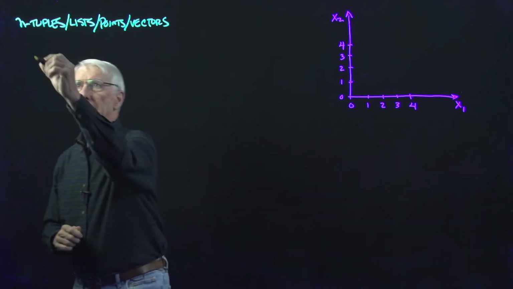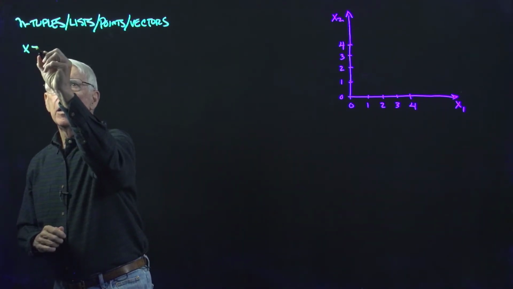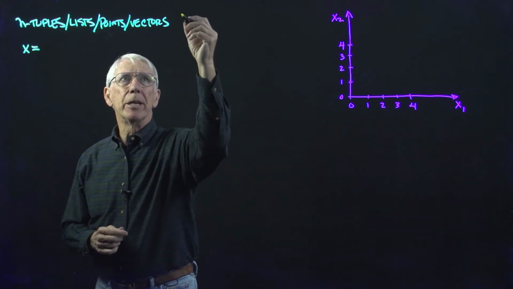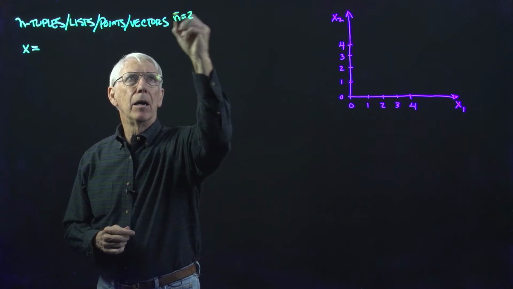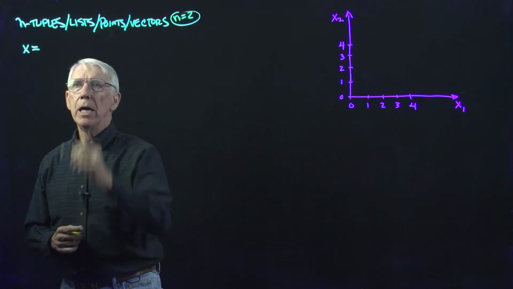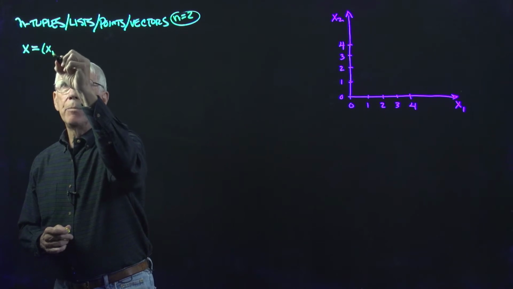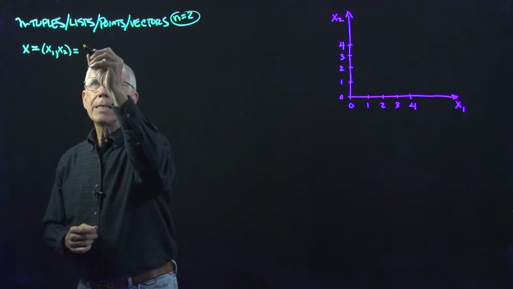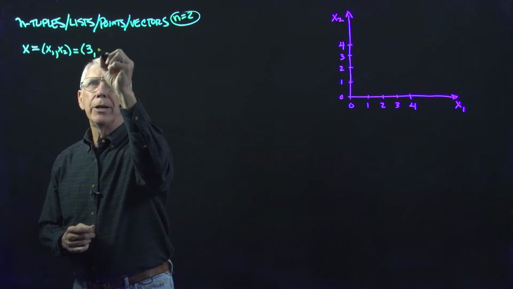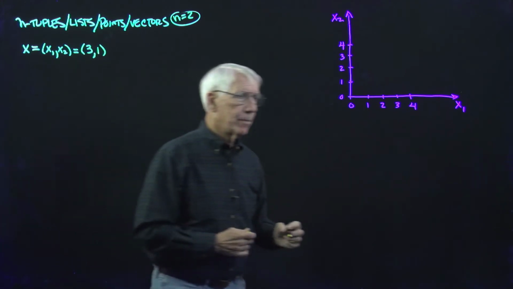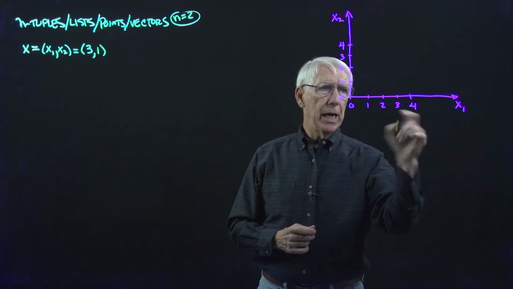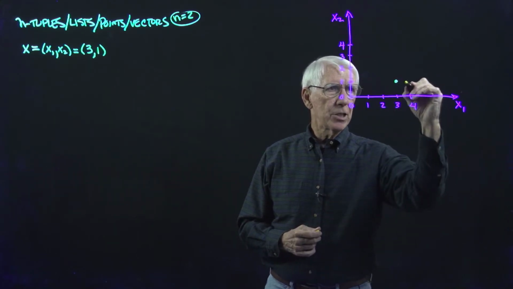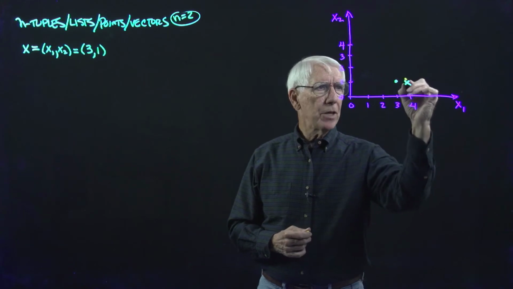Let's take a point, an n-tuple, an ordered pair, because here we're going to be doing everything with n equals 2 to start with. And so that's going to be a pair of numbers. Let's let that be the ordered pair 3, 1. So that's going to be 3 in the x1 direction, 1 in the x2 direction. So that's going to be there. And let's just label that x. In fact, I'm going to call this x bar.